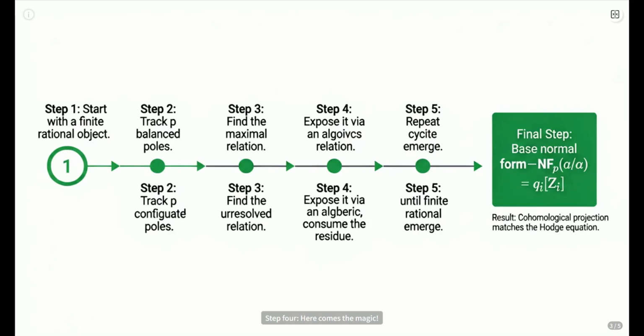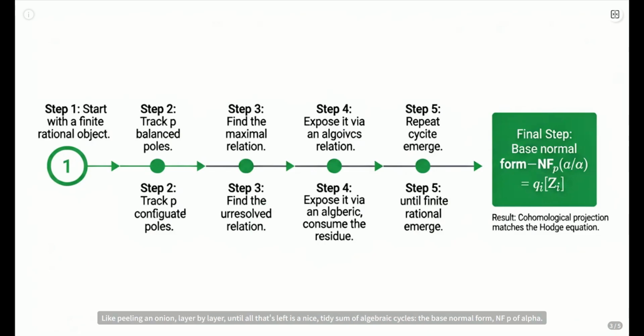Step 4, here comes the magic. R-base applies its exposure operator, delta p, which finds an algebraic cycle z that perfectly matches this source. We subtract its contribution, q times cell of z, from alpha. This consumes the source, leaving a strictly smaller residue. Repeat. Like peeling an onion, layer by layer, until all that's left is a nice tidy sum of algebraic cycles, the base normal form, NF p of alpha.